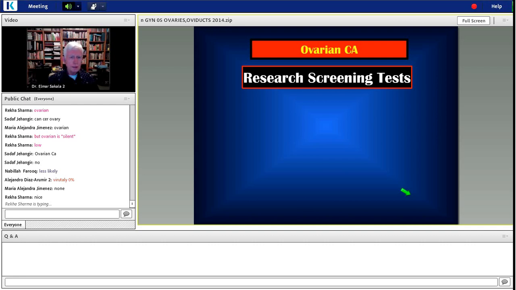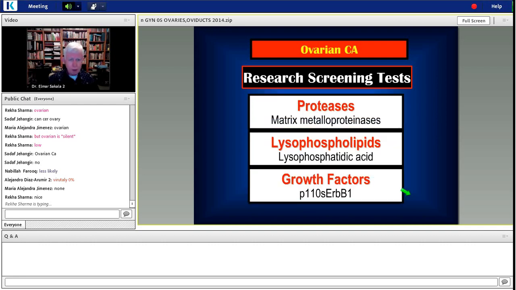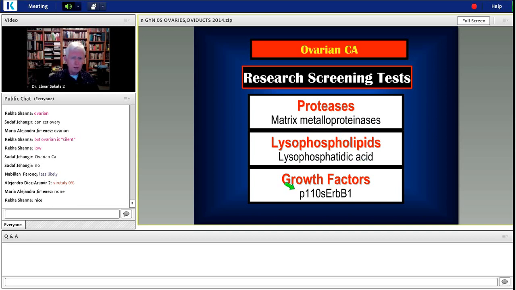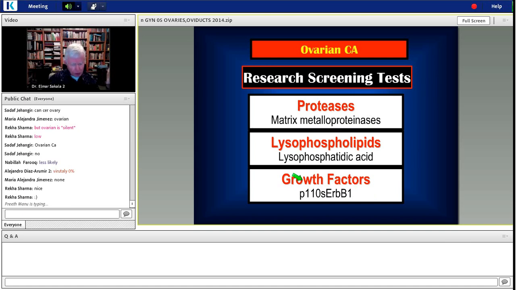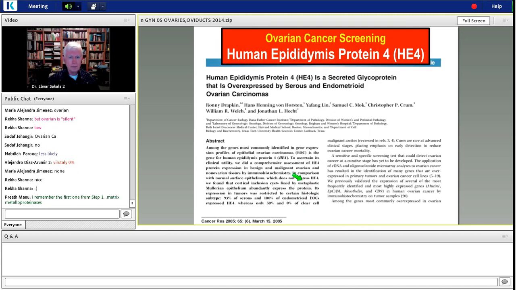Don't write these down. These are research tests only. Matrix metalloproteinases, lysophosphatidic acid. Here's one, I don't know how you even pronounce this. But wouldn't it be nice if there was a tumor screening test, like, for instance, with PSA for prostate? Of course, that has a lot of questions raised with it. But there really is no good early diagnostic screening test.